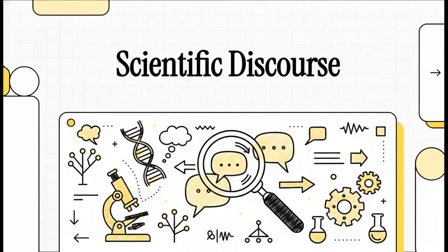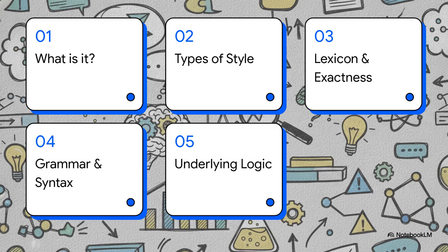Welcome to our explainer. Today, we're literally putting language itself under the microscope, kind of treating it like a biological specimen. We're zooming in on the linguistic features of scientific discourse. We'll look at exactly how scientists use words, grammar, and syntax as this incredible mechanical system to share their breakthroughs with the world. So, here's our roadmap for today.